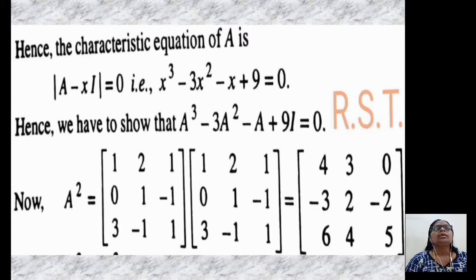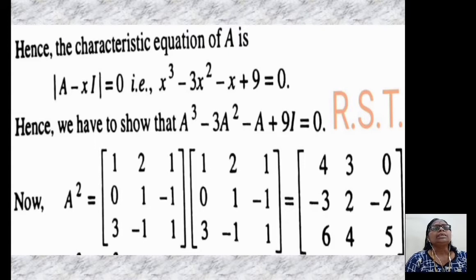That means replacing x by A, this equation is satisfied. Hence, we get A cube minus 3A square minus A plus 9I equal to 0. We have to check this. That means we have to check that the Cayley-Hamilton theorem is satisfied by this equation.